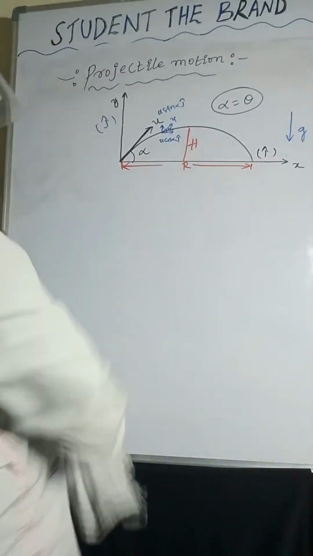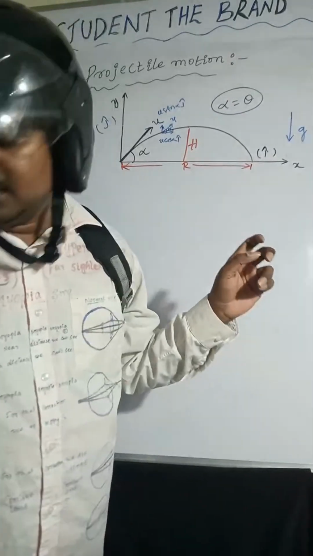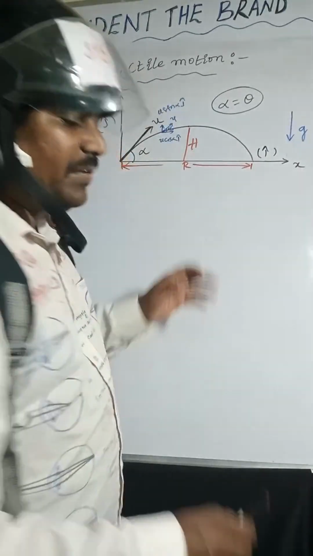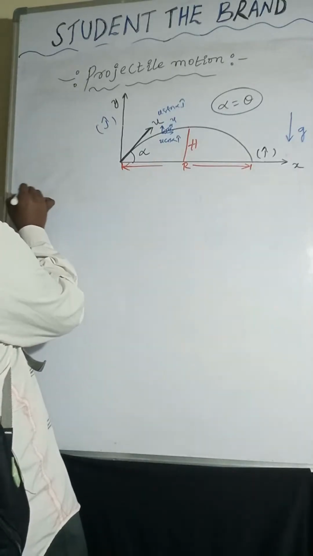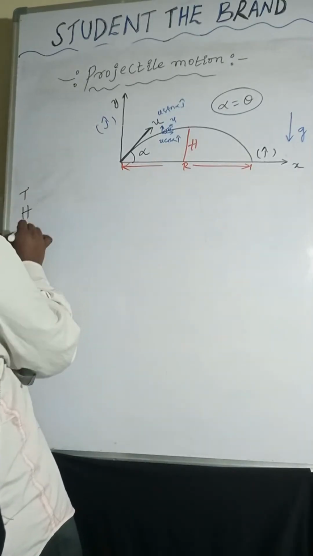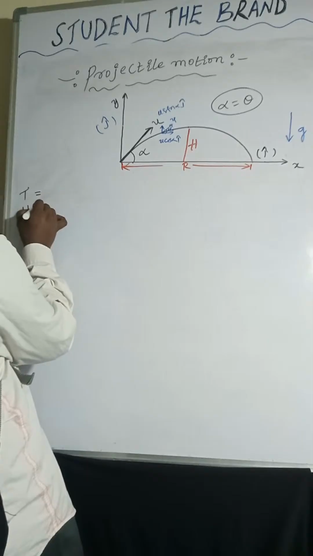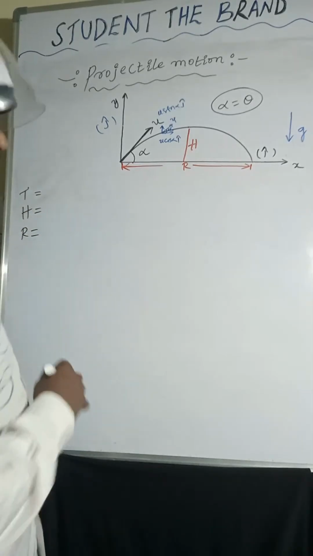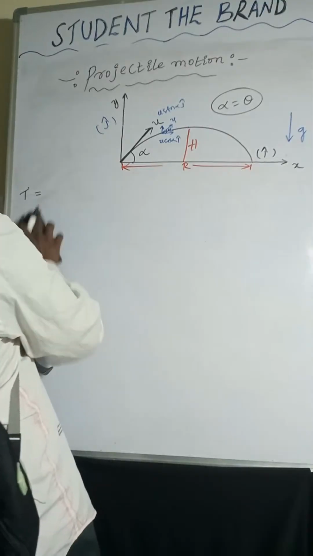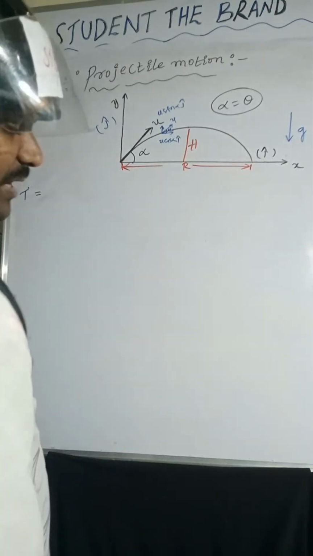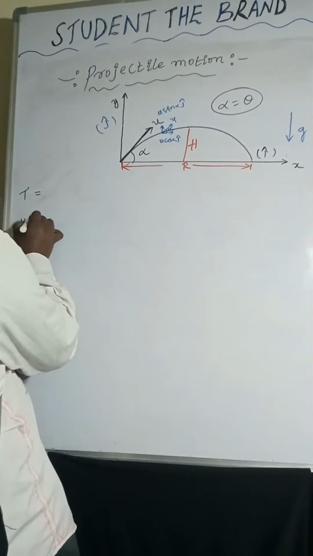So, time of flight we will discuss. Time of flight is very, very important. Today we will discuss three points: time of flight, height, and range. Every time after deriving the formulas, I'll write them here. So time of flight, the maximum height, and range also we will discuss.